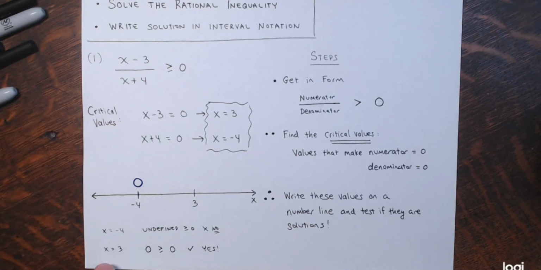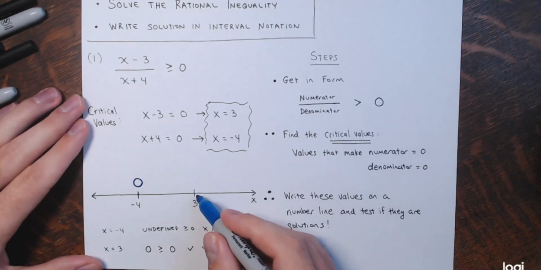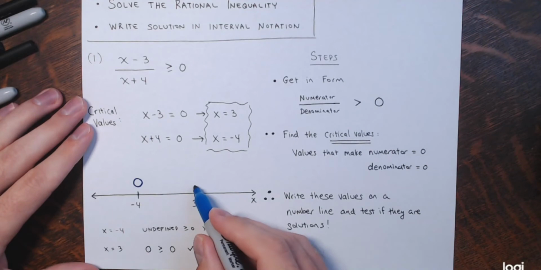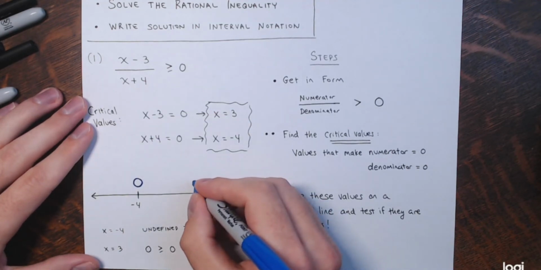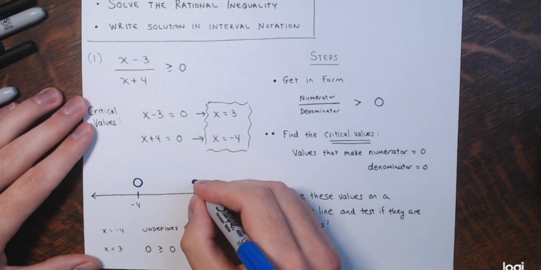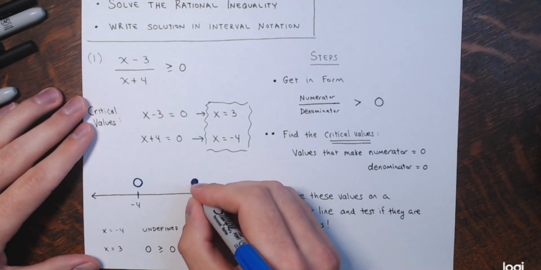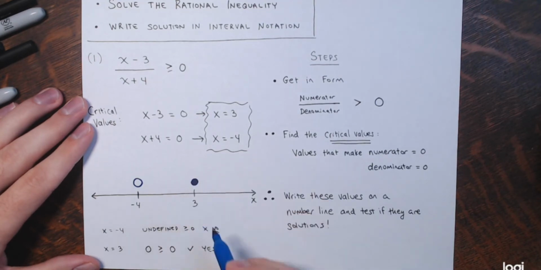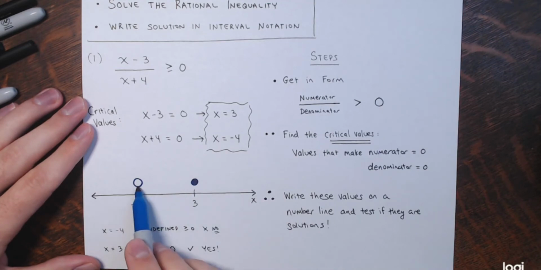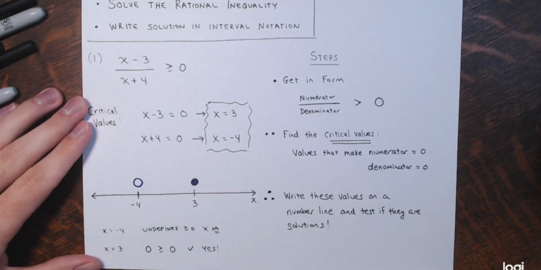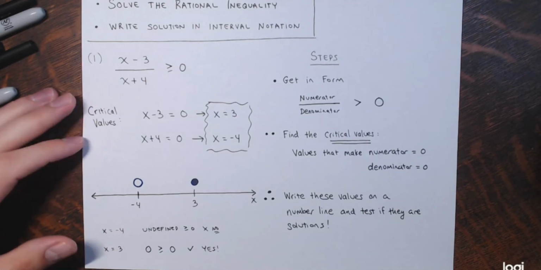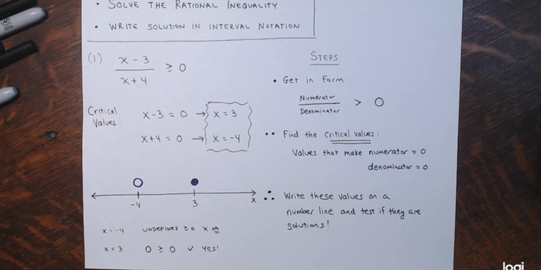So 3, this other critical value, is a solution of the inequality. To indicate that, I'm going to put a nice closed point, a solid dot, above 3. So again, open point means not a solution. Closed point means it is a solution of the inequality. It does make it true. Okay. Next step.